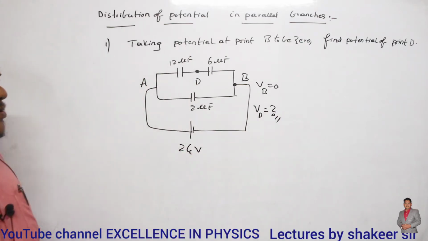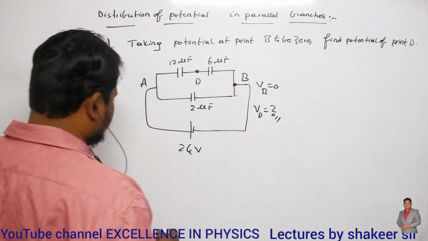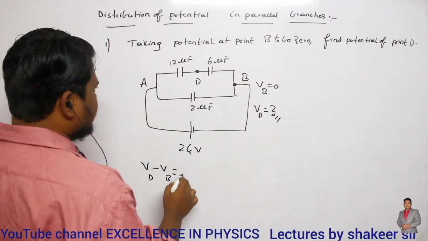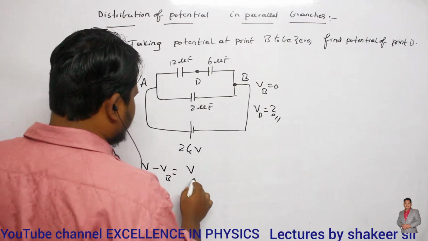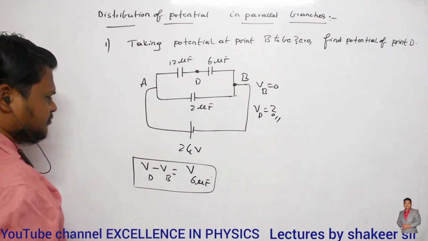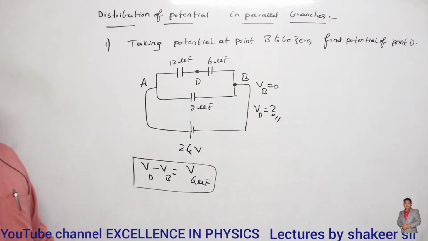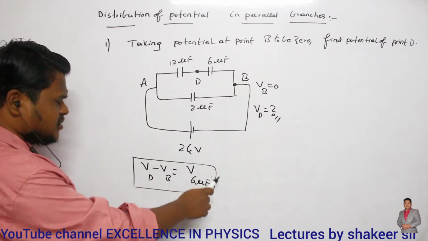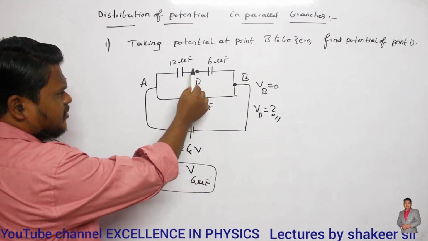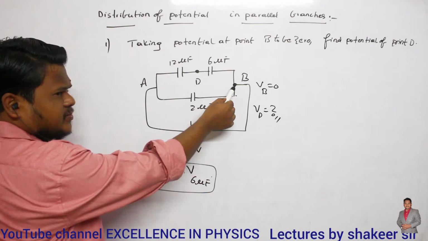Definitely one point which I can say: potential at point D minus potential at point B is equal to the potential difference across the 6 microfarads capacitor. Can I write like this? Is it correct or not? Clear? So potential at point D minus potential at point B.